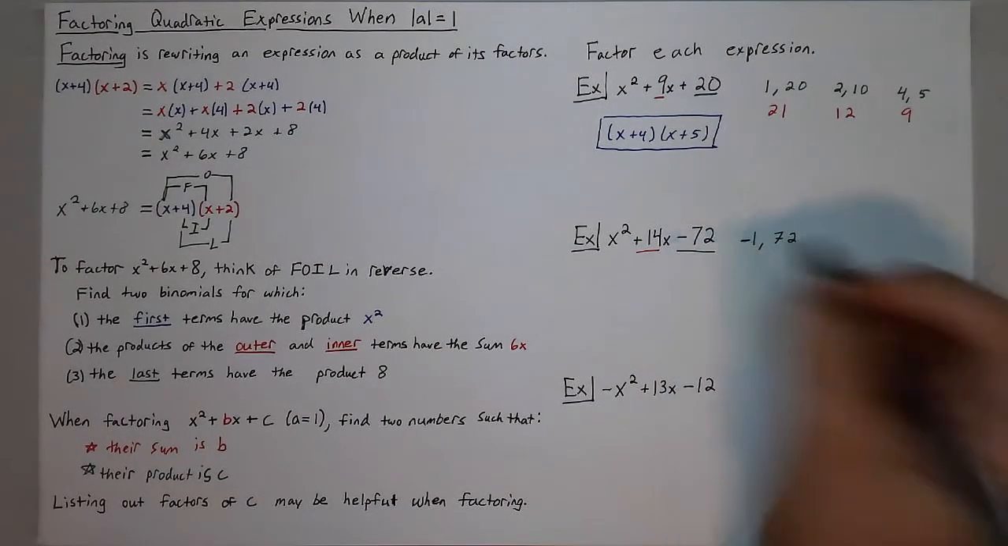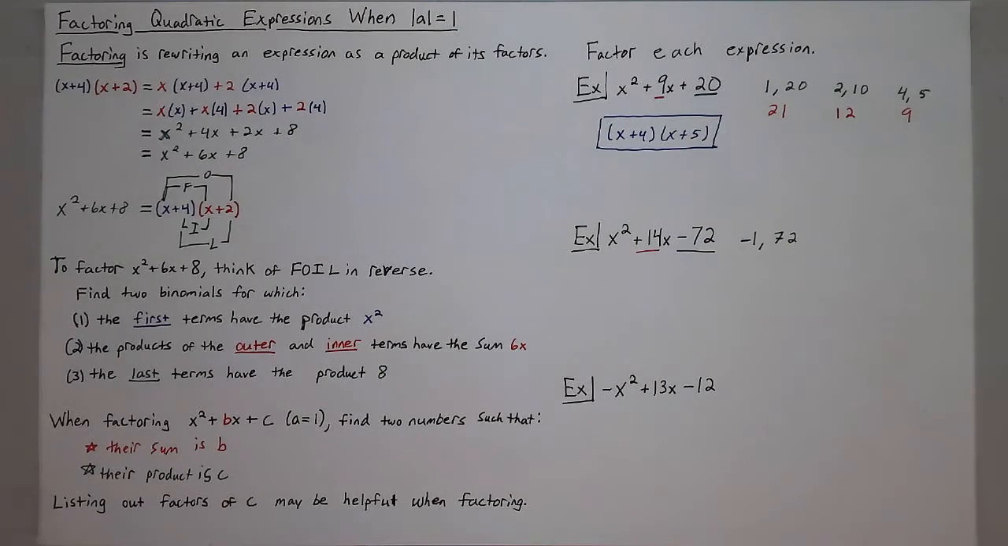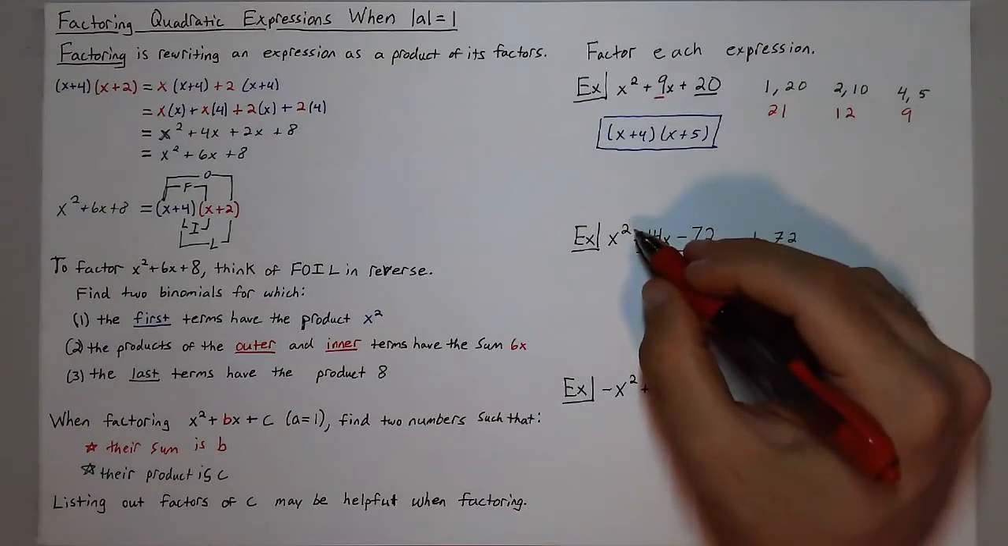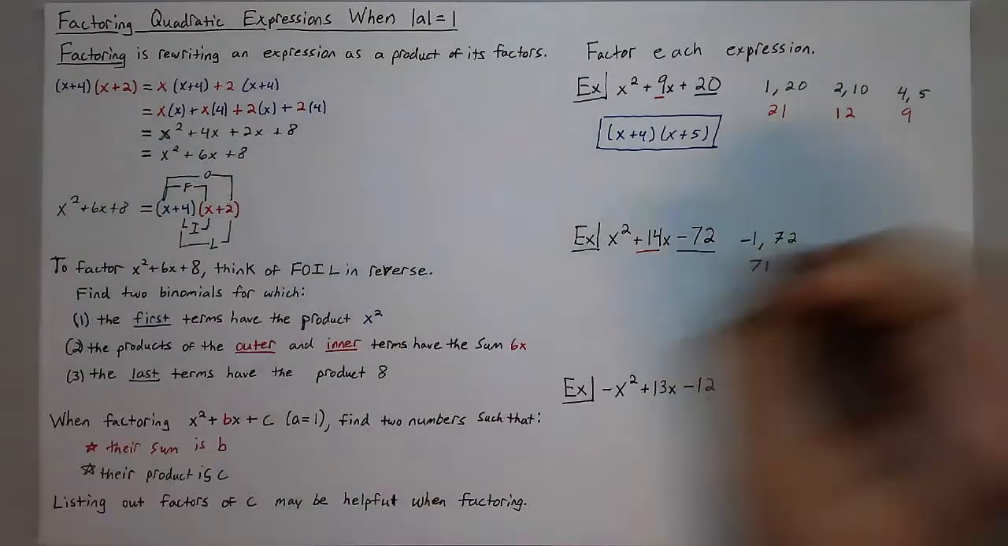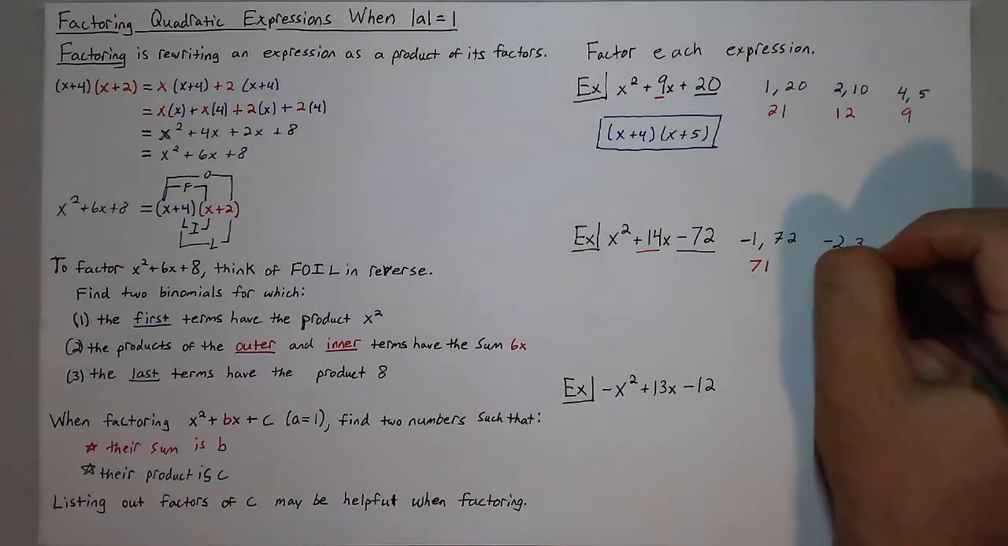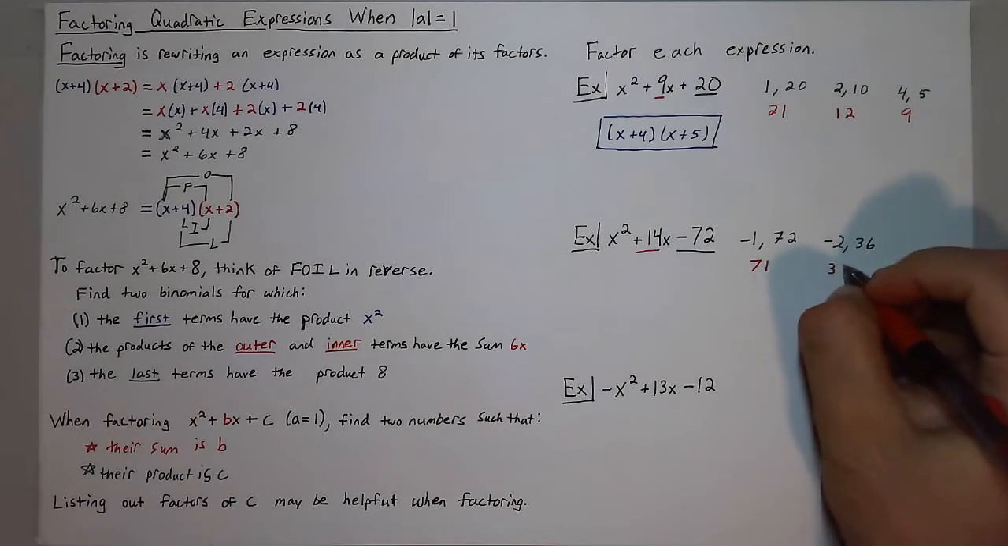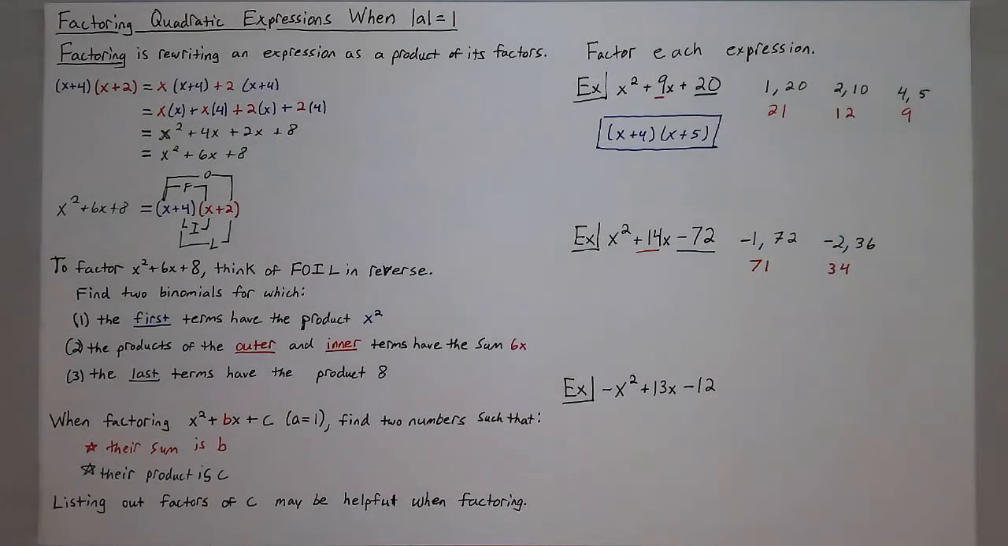So here I have negative 1 times 72, which will add to give me 71. So that's way too big for that 14. So I'll try something else. There's also negative 2 and 36. Again, choosing negative 2, so when they add, I get a positive number. And they add to give me 34, which still isn't quite there.